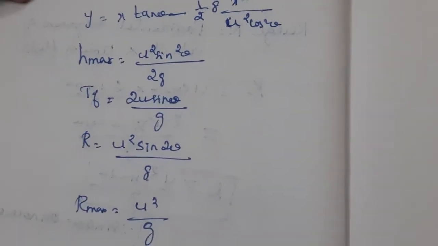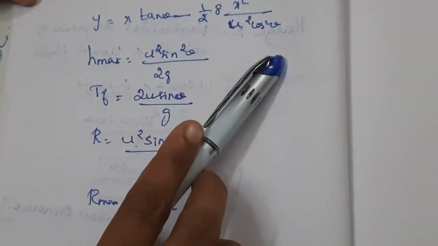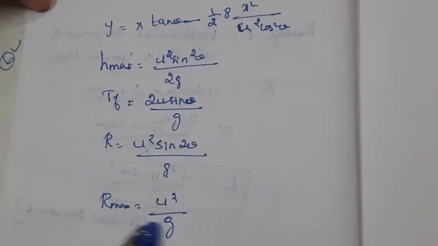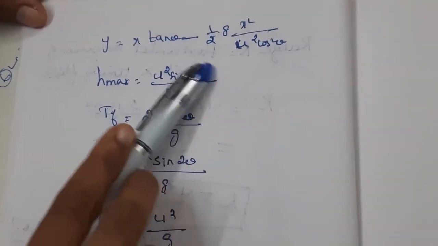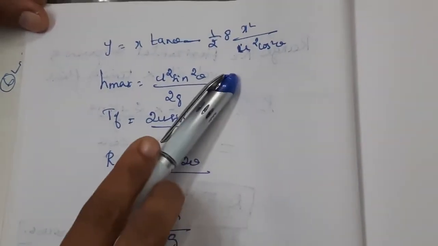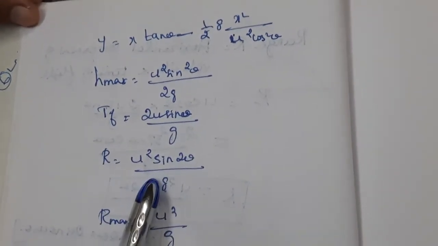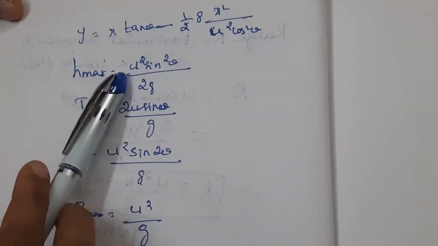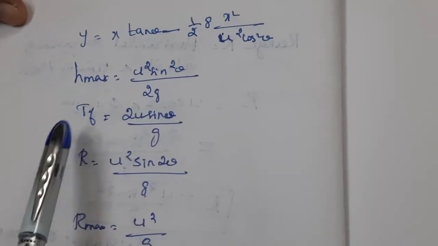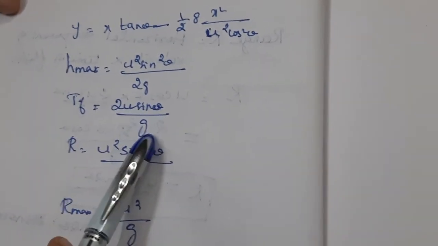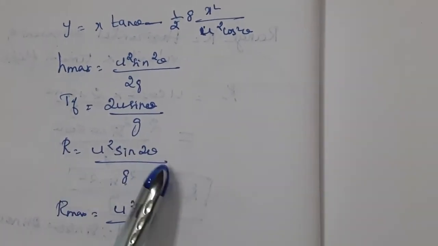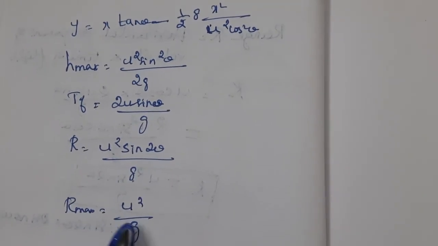So in this oblique projection we got these formulas. y equal to x tan theta minus half g x square by u square cos square theta, and h max, tf, r max. Try to memorize these formulas. This will be useful for solving problems. h max is equal to u square sin square theta by 2g, tf is equal to 2u sin theta by g, r equal to u square sin 2 theta by g and r maximum is equal to u square by g.